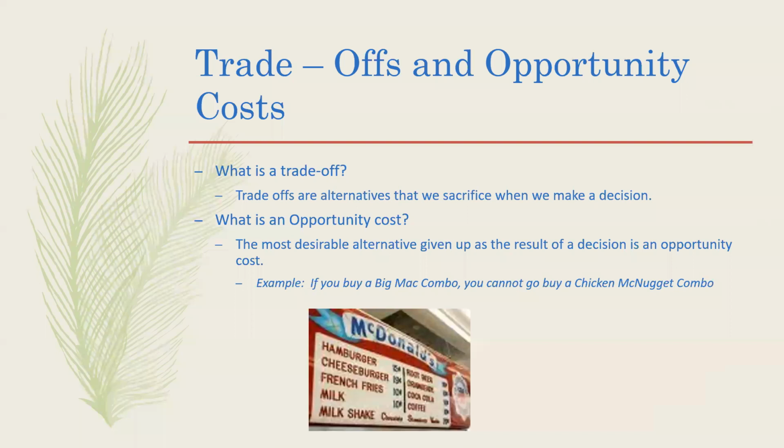So trade-offs, we say, are alternatives that we sacrifice when we make a decision. Opportunity cost is the most desirable alternative given up as a result of a decision. For example, if you buy a Big Mac combo, you could instead go buy a chicken McNugget combo. And I might ask myself, but I want both. I love anything with nuggets, right? Big Mac combo, yes, I want both.